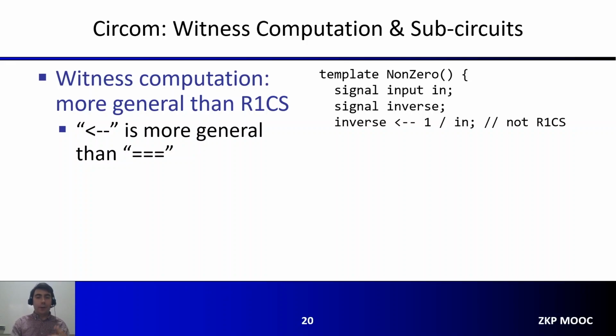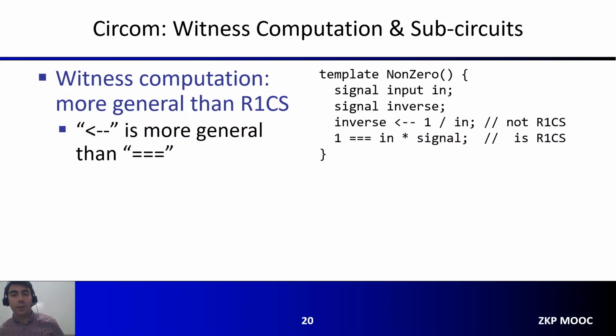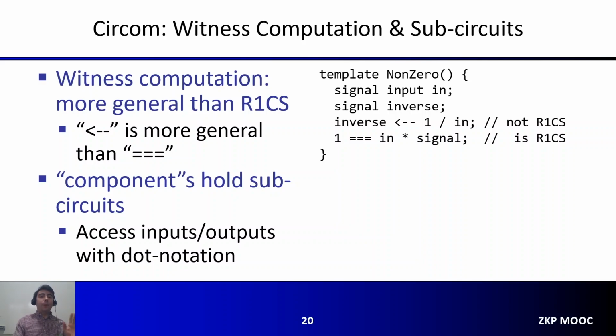And then in our non-zero circuit, on the next line, we can create the rank 1 constraint that corresponds to this gets operation. So that constraint is saying that 1 needs to be the product of in and inverse. So this rank 1 constraint, of course, is only satisfiable if in is non-zero, because if in is 0, then the right-hand side of the constraint is always going to be 0, and the constraint is always going to be falsified. So this template really does ensure that the input is non-zero. And in order to write this template, we had to compute inverse separately from creating constraints over it. Okay, so that's an example of how we can do witness computation.